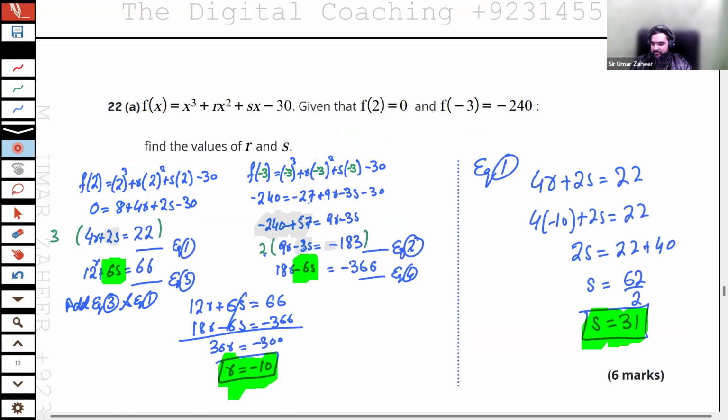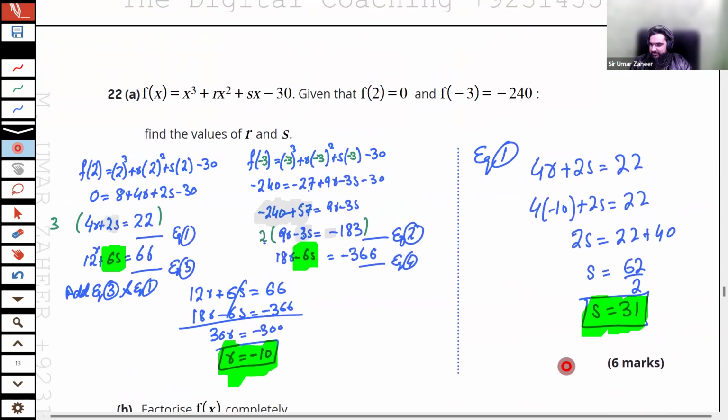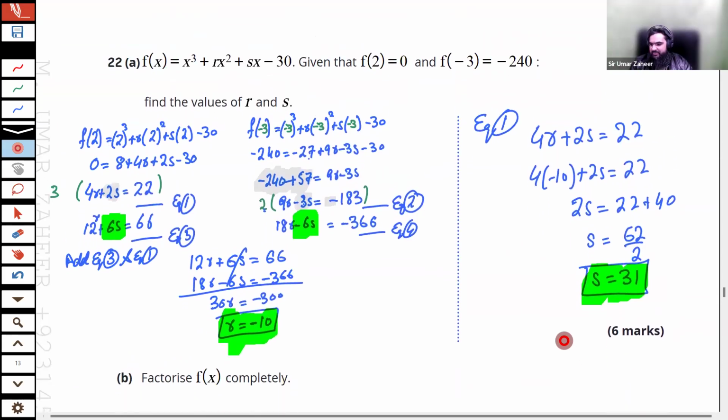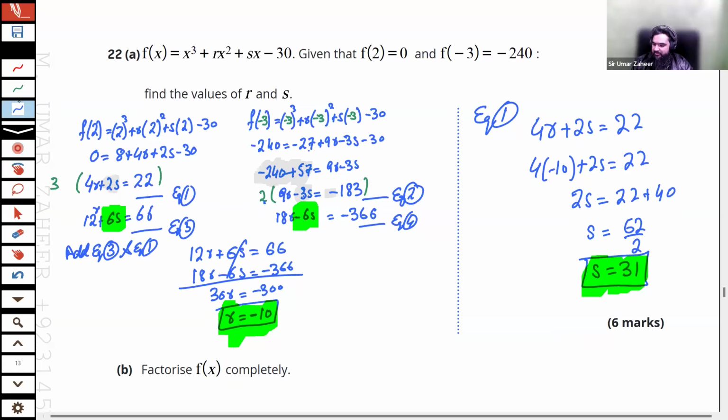Yes, anyone having a question till here? No, sir. Okay, in the next part, he says that you have to factorize it. So first of all, we need to write the values.